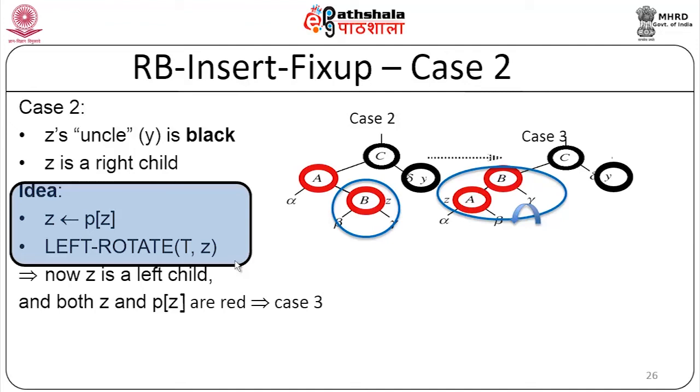So, what have we done here? Here you have z's uncle y is black, z is a right child, as you can see. Now, what do we do? What is the solution we have? We make z the parent of z. So, now we call z as A, and now left rotate it about z, and then z becomes a right child and both are red. So, we have not solved the problem, you have to go back to the case 3 where both are red. So, the same we have now, as you can see, that is the case 3.